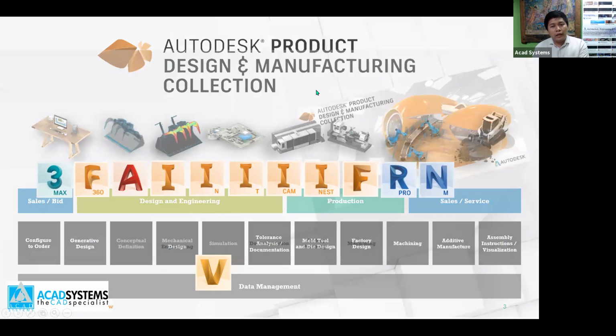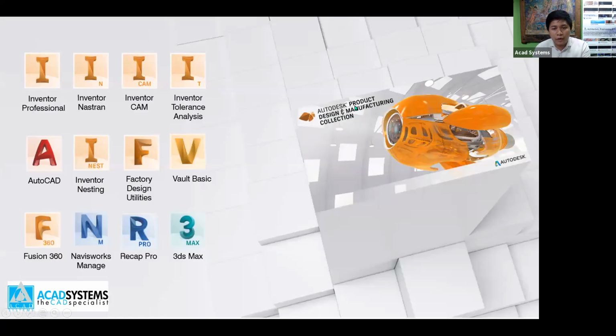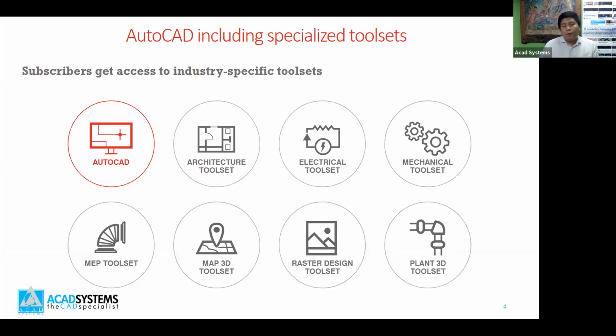Okay, all these things you can get when you purchase the Product Design & Manufacturing Collection, which is more value compared to when you purchase standalone software. For example, if you want to purchase Inventor Professional plus AutoCAD, you better go direct with this bundle, this collection. AutoCAD is also inside the Product Design & Manufacturing Collection.